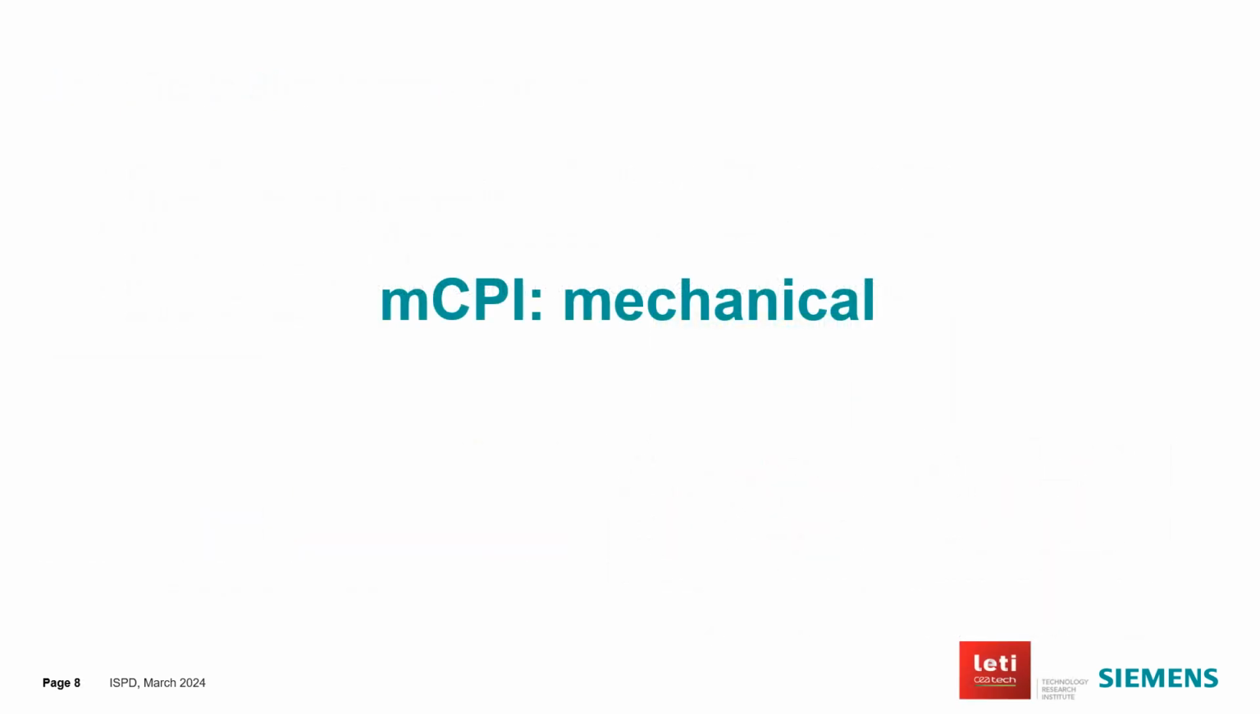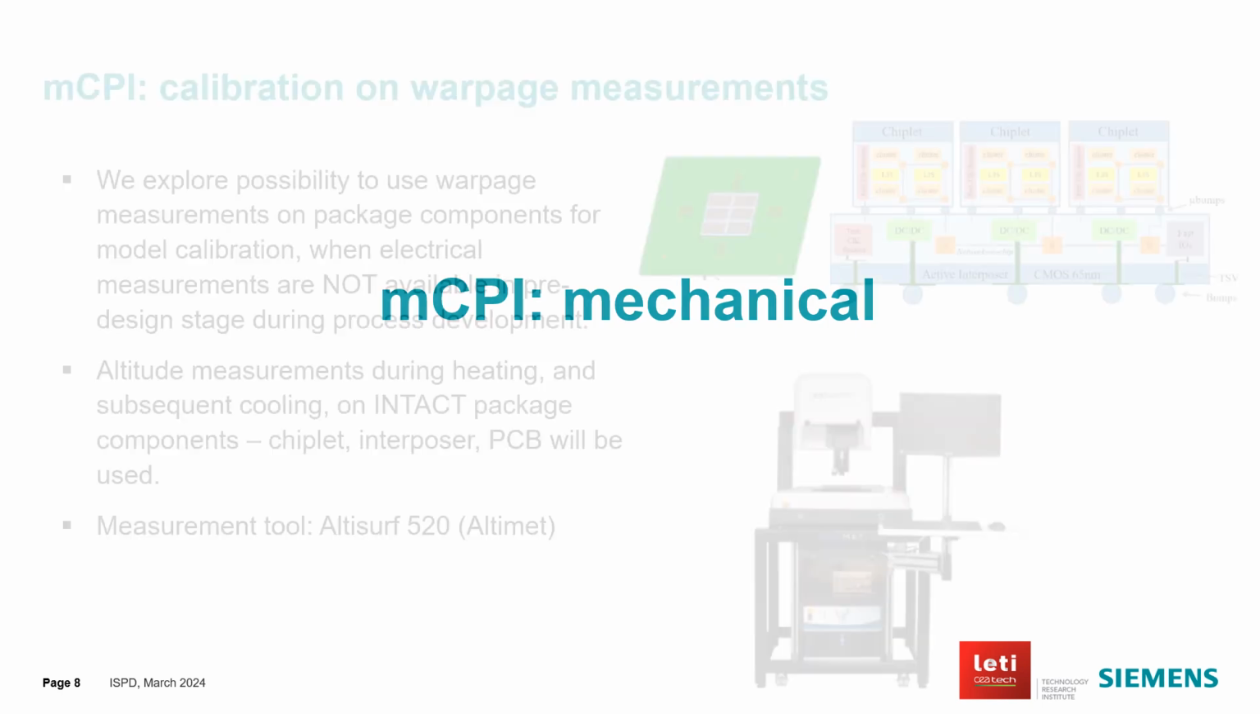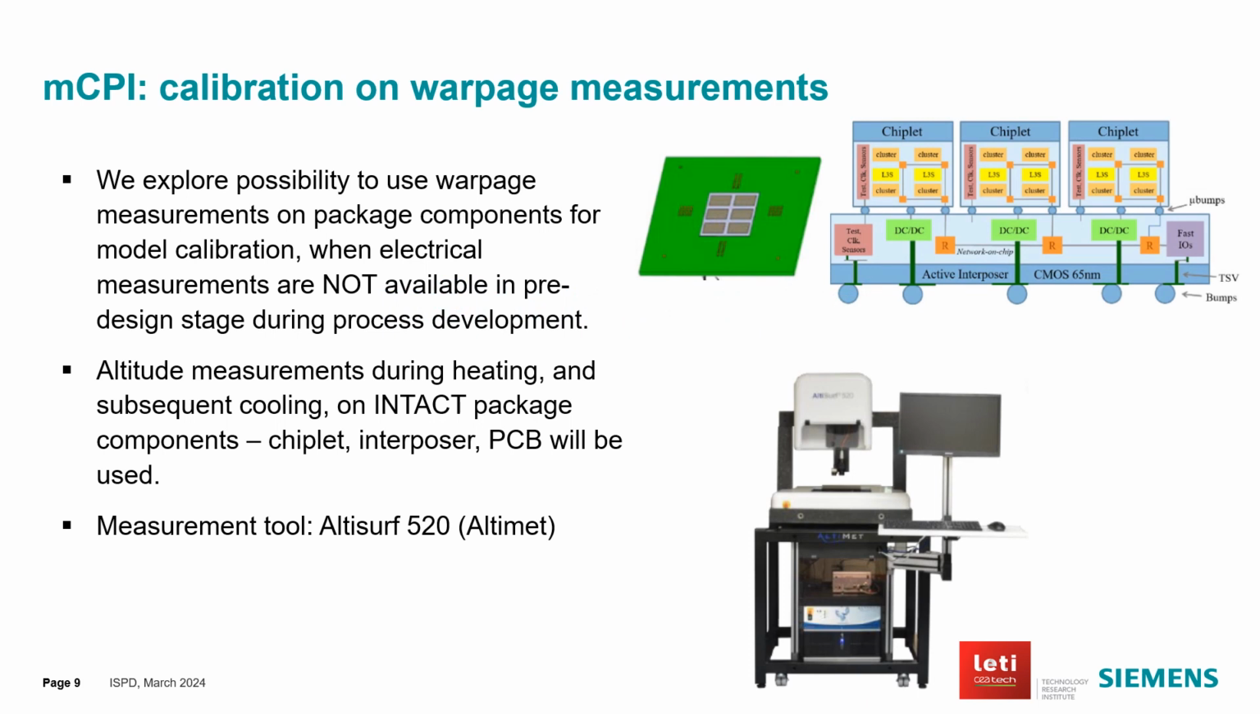Now we present mechanical CPI analysis, MCPI analysis. For MCPI analysis, the tool calibration on the electrical measurements may not be available as it is performed at pre-design stage during process development. Here, a possibility to perform the tool calibration against warpage of a package and a die is demonstrated. We use the experimental measurement on Intact 3D package.